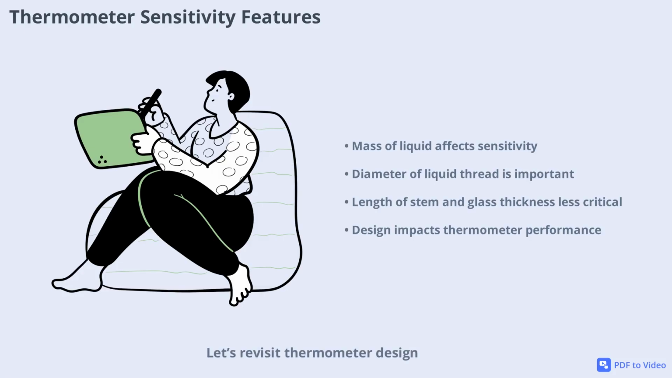Let's revisit thermometer design, focusing on which features affect sensitivity. Is it the mass of the liquid, the diameter of the thread, the length of the stem, or the thickness of the glass bulb? We'll break down how each feature influences sensitivity, helping you remember which design choices matter most for accurate and responsive temperature readings.